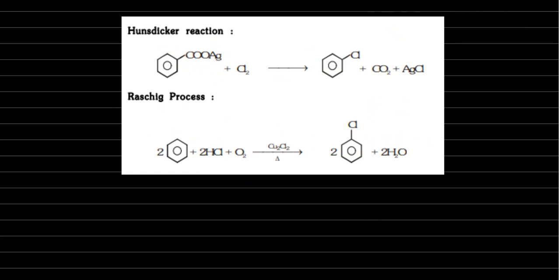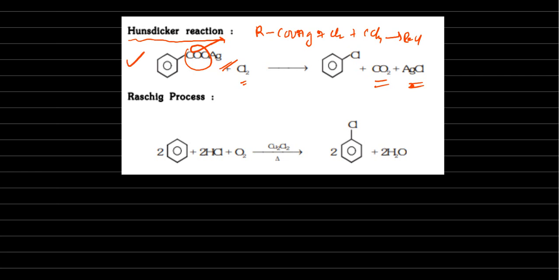Next, Hunsdiecker reagent, Hunsdiecker reaction. Already we learned just before in the case of aliphatic: RCOOAg plus chlorine in carbon tetrachloride, we got RCl. Byproducts are carbon dioxide and AgCl. Same reaction here also. It is releasing CO2 and AgCl. Okay, this name you have to remember. This is the Hunsdiecker reaction.